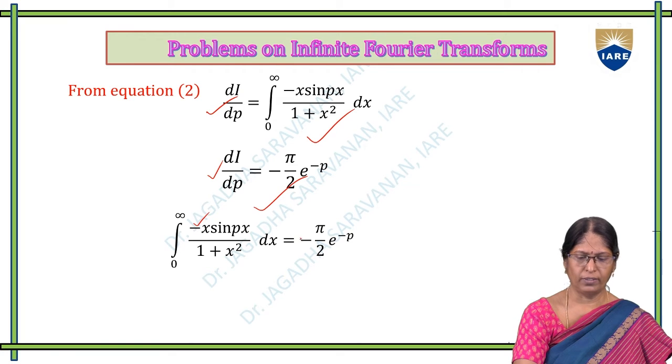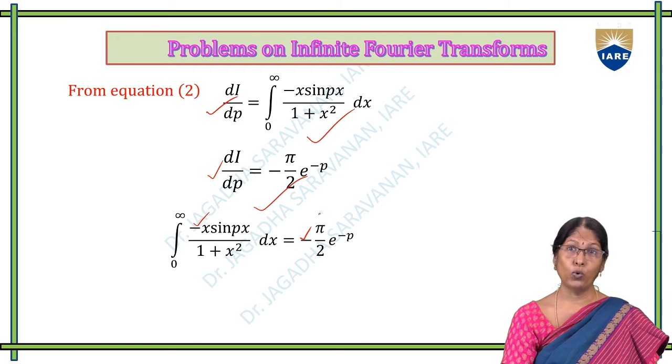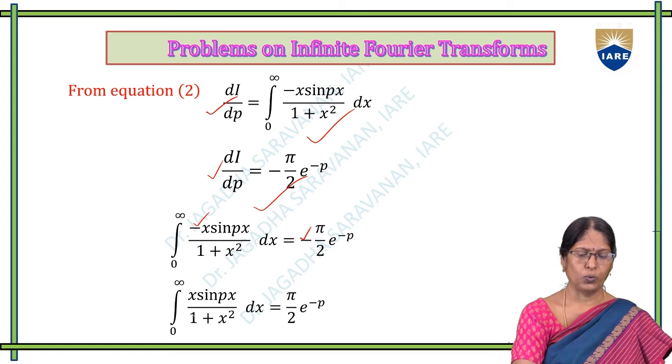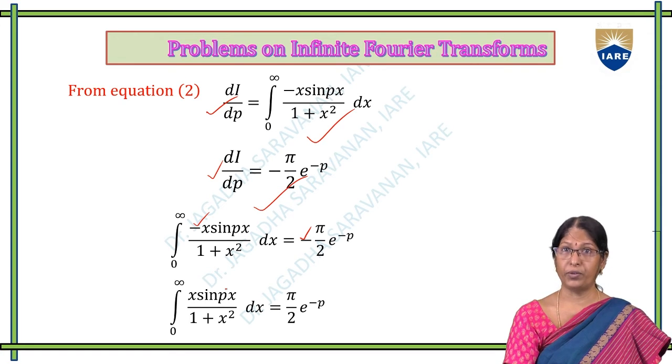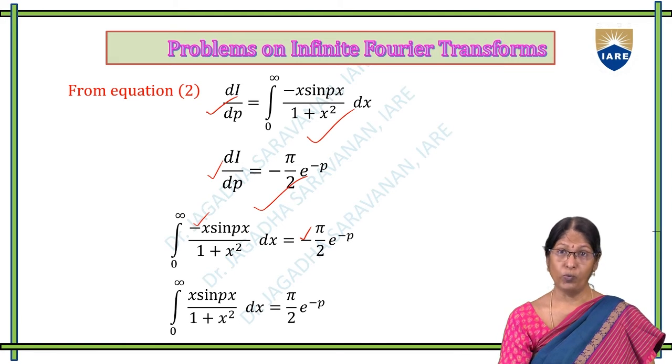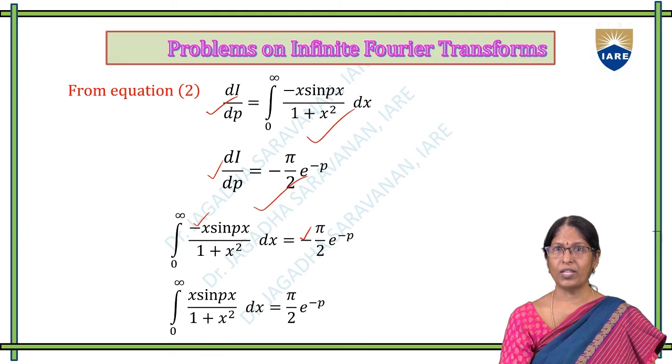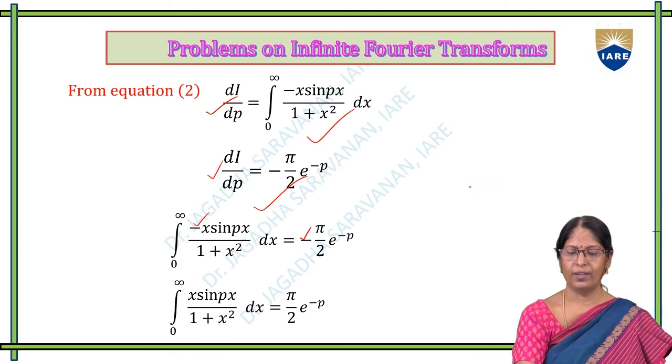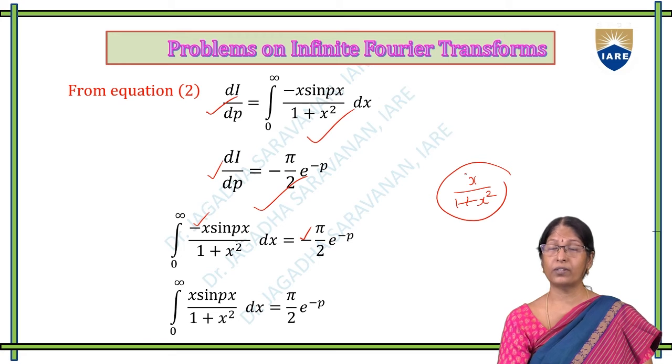Here minus, this side also minus is there. So both are getting cancelled. So after getting cancelled, the negative sign, integral of x sin px by 1 plus x square dx equals pi by 2 e power minus p. Where are we moving now for the solution of this problem? Our aim is to find the Fourier sine transform for the function x by 1 plus x square. This is only our second part question.